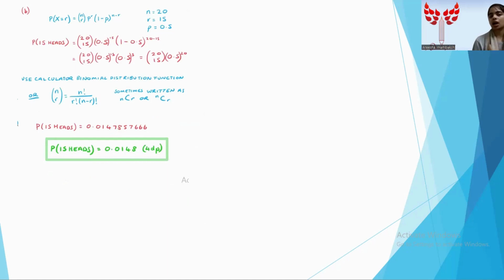So 20 C 15 multiplied by 0.5 to the power of 15 multiplied by 0.5 to the power of 5. nCr, either you have this function in the calculator or you can write it as n factorial upon r factorial multiplied by (n minus r) factorial. And that is how you can get the probability of getting heads.